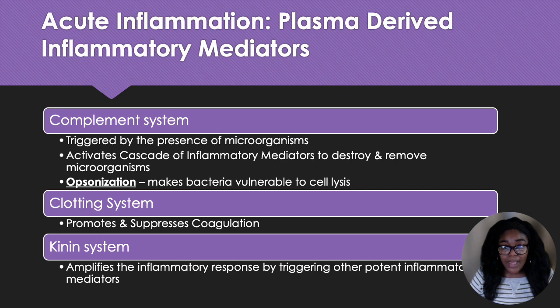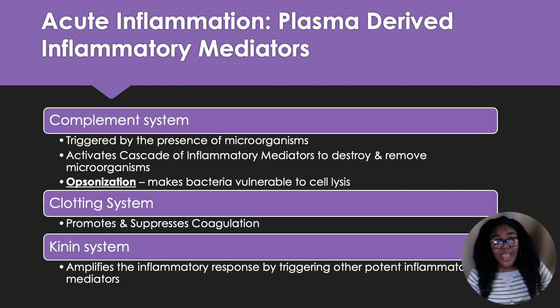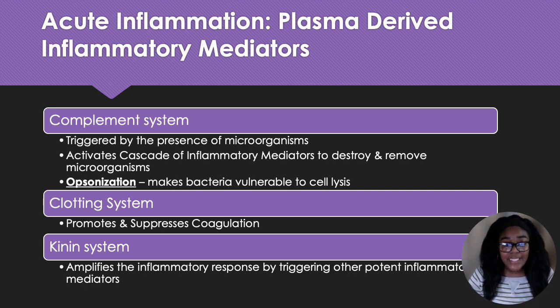After a certain point, the body has had enough coagulation at that site of injury, and you have to progressively suppress that process. And then we have the kinin system, and that helps to further amplify that inflammatory response, and it helps to trigger other potent inflammatory mediators. So what I would like for you to know about this slide is that even though it's a very small cut or a very small injury, all of this is happening to help start the healing process within the body.